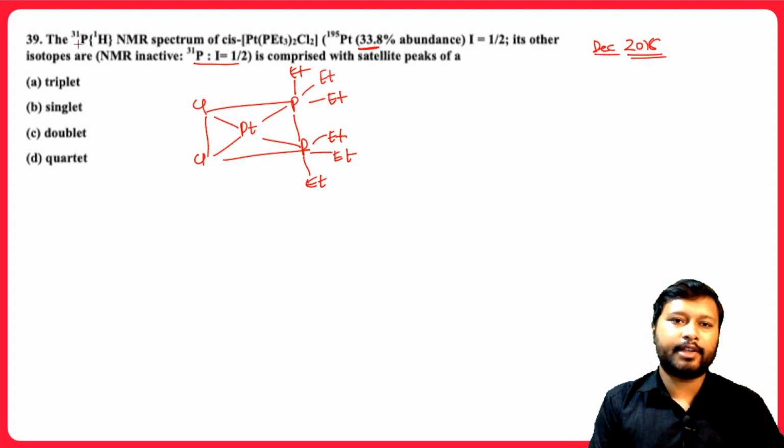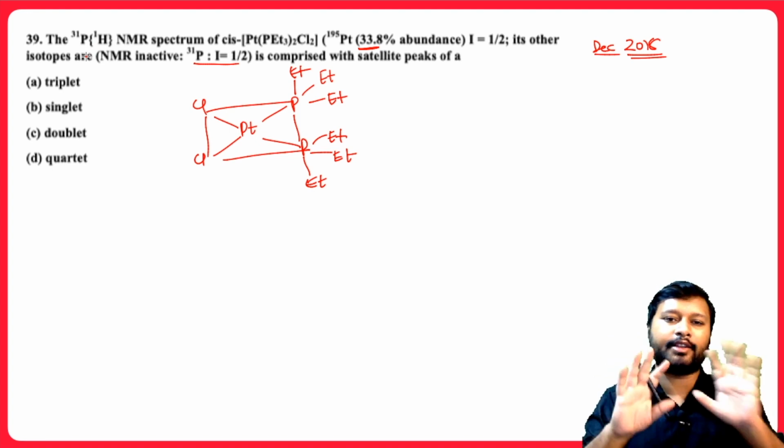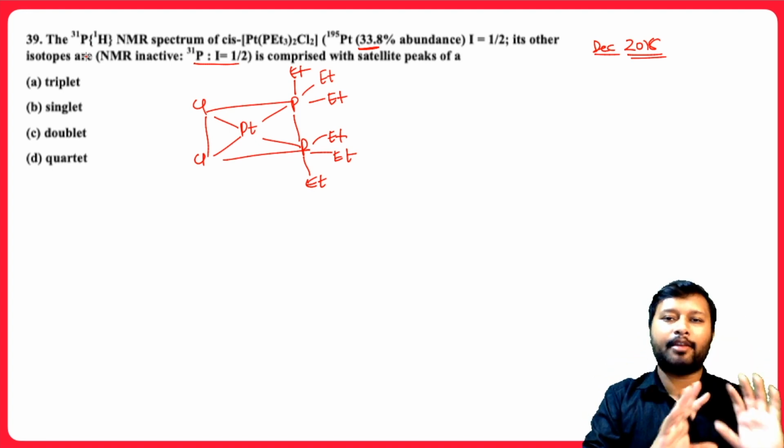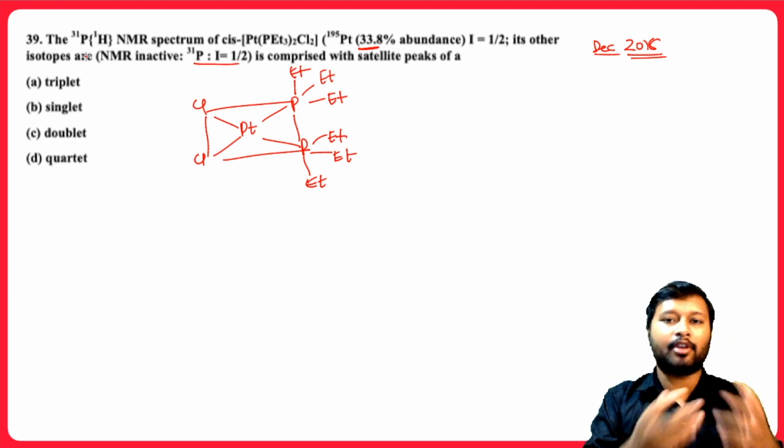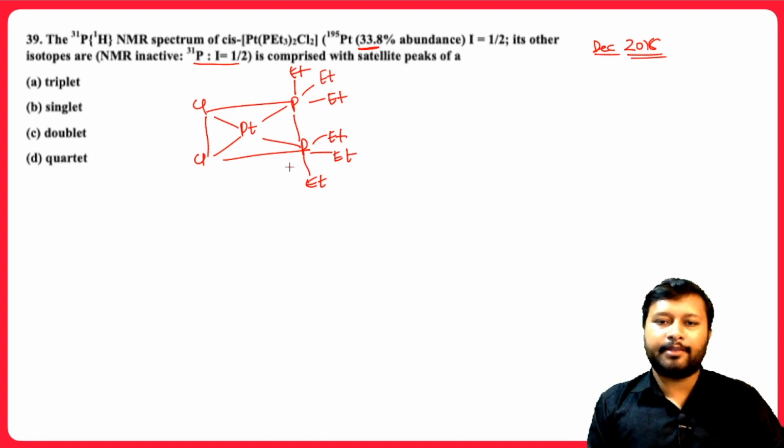Now it is said that this is phosphorus proton decoupled NMR, means protons are not going to participate in splitting, they are not going to cause splitting. Whenever you see this curly bracket, that means this is decoupled NMR, means that particular species is not going to participate in the splitting part. Okay, fine. So who will split this phosphorus now?